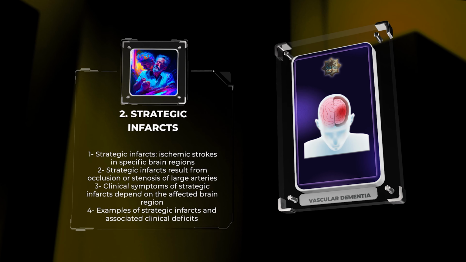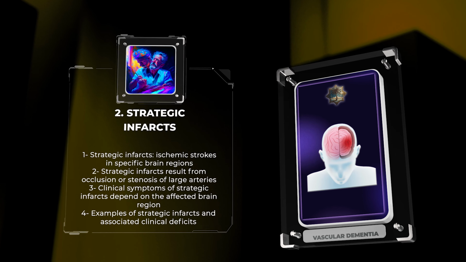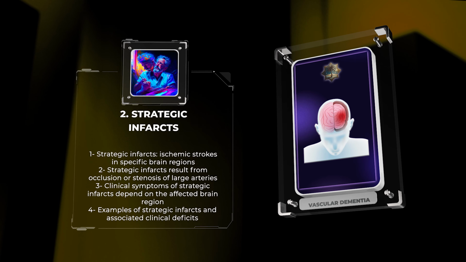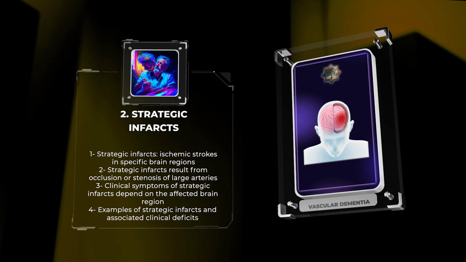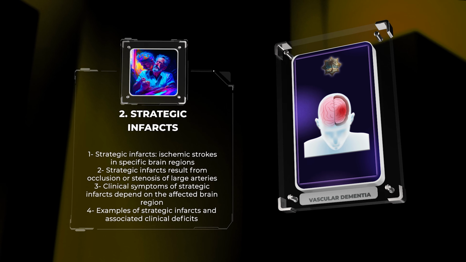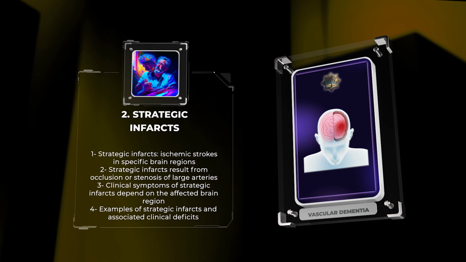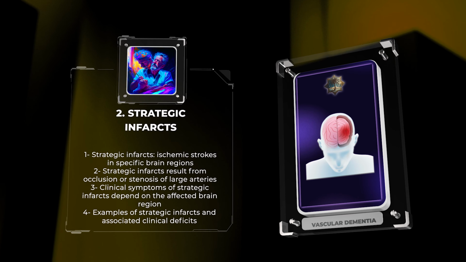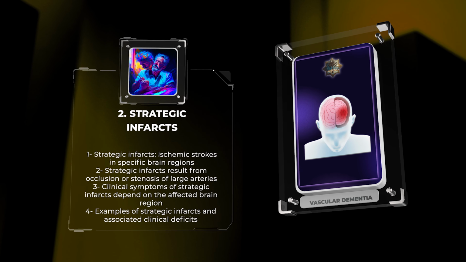For example, infarcts in the middle cerebral artery territory can cause contralateral hemiparesis and sensory loss, while infarcts in the posterior cerebral artery territory may result in visual field deficits. The identification and understanding of strategic infarcts are essential for localizing lesions and predicting the associated clinical symptoms.